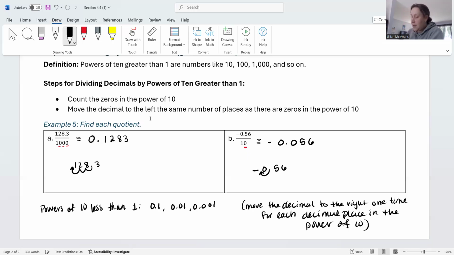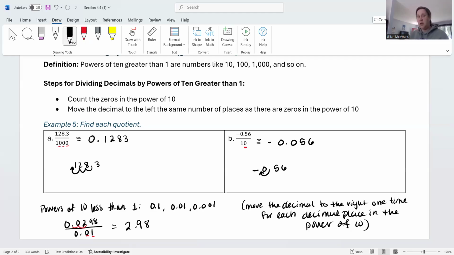Okay, so if I had something like 0.0298 and I divided it by 0.01, okay? Well, 0.01 has 2 decimal places. That allows me to move my decimal with division to the right twice. So I would end up getting 2.98.